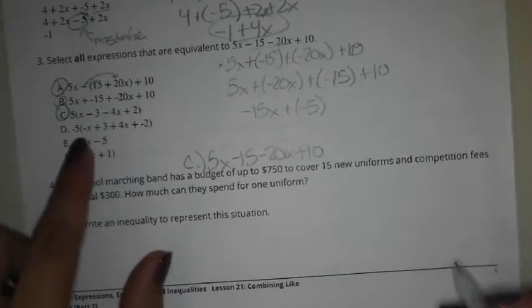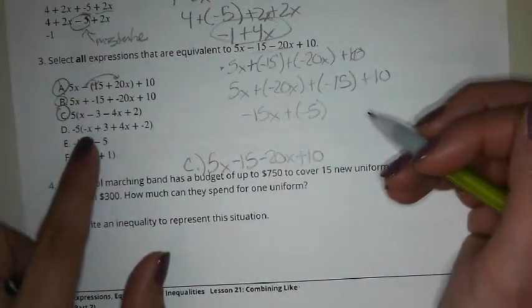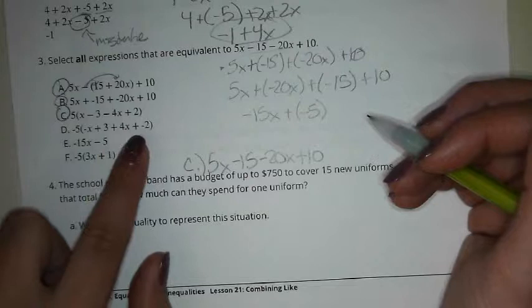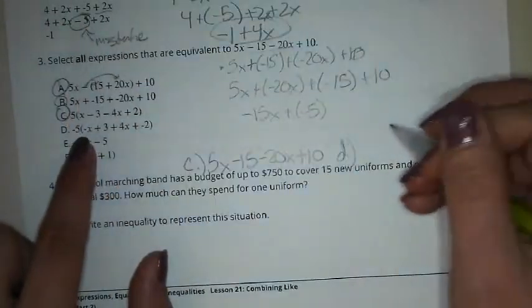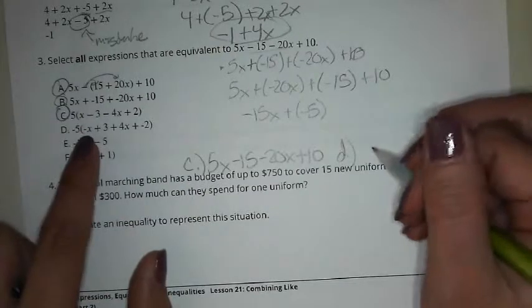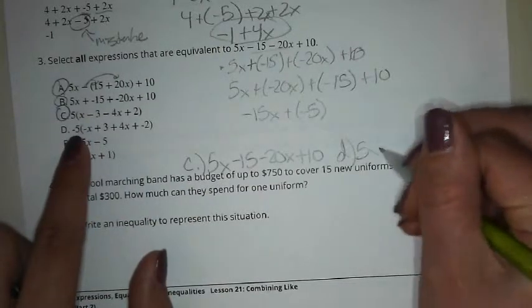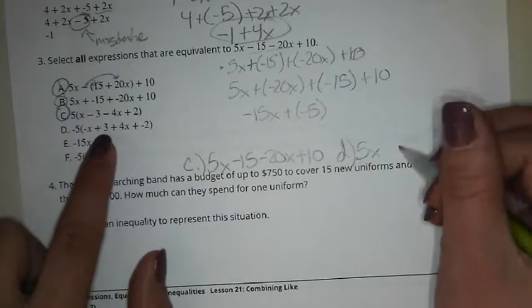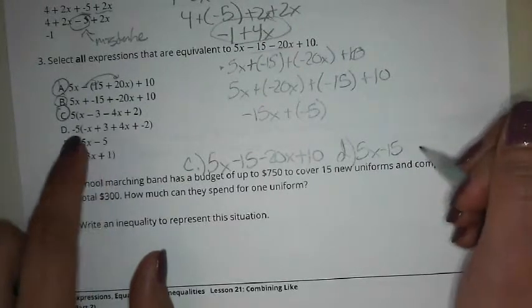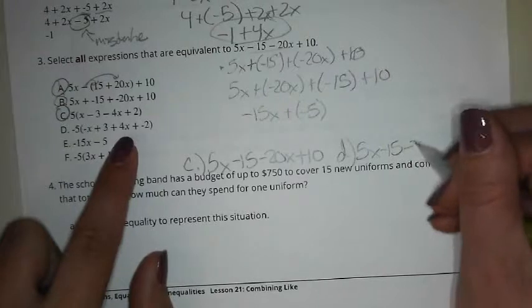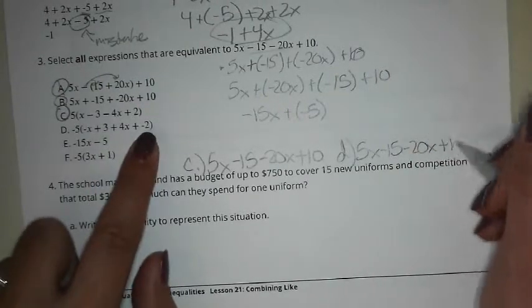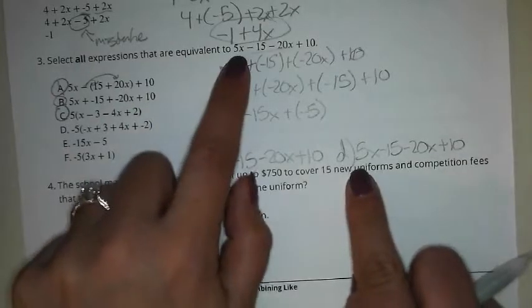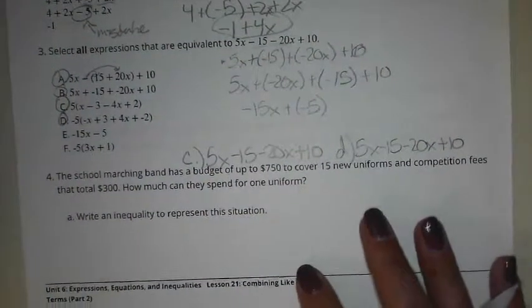Okay, D, we have a negative 5 times the quantity negative x plus 3 plus 4x plus negative 2. So I'm going to distribute this negative 5 through everything in parentheses. A negative times a negative makes a positive, so that would just be 5x. Negative 5 times a positive 3 would give me negative 15. Negative 5 times a positive 4x would give me a negative 20x. And negative 5 times a negative 2 would give me a positive 10. Well, again, that matches the original. So that would be equivalent.